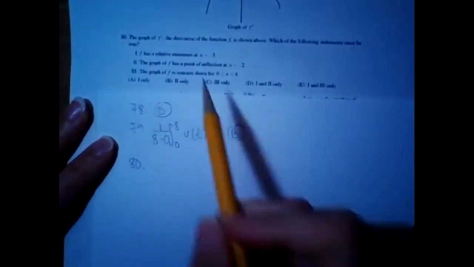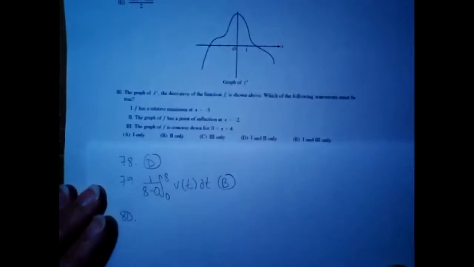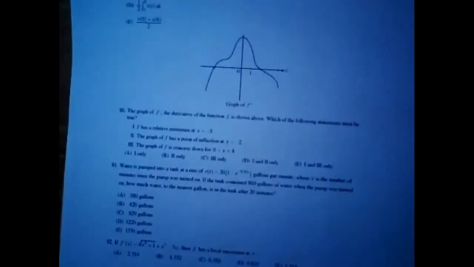All right, number 80. Graph of f prime. All right, so be aware of which one they gave you. Graph of f prime. I have a feeling I'm going to pull out my stick-it note here. Shown above, which of the following statements must be true? All right, we have a Roman numeral 1. We have a relative minimum at x equals -3.